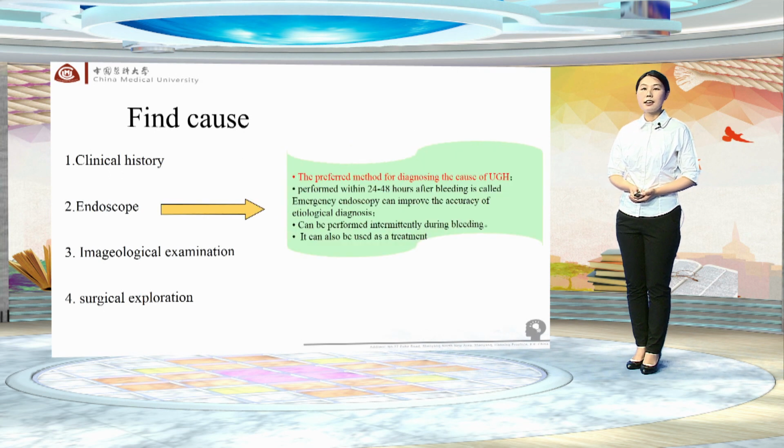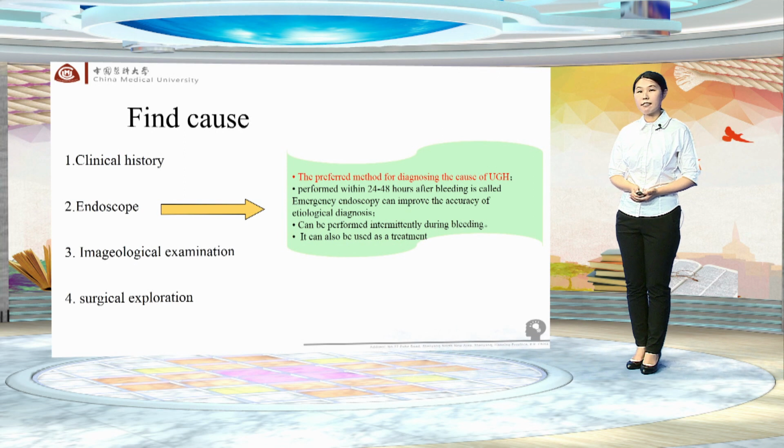The second method, which is also the most commonly performed method for diagnosing the cause of UGH, is endoscopy. When the patient's condition permits, that is, the patient has no shock and can tolerate the examination, we should conduct an endoscopy as soon as possible to determine the cause of the bleeding. Endoscopy performed within 24 to 48 hours after bleeding is called emergency endoscopy, which can improve the accuracy of etiological diagnosis.